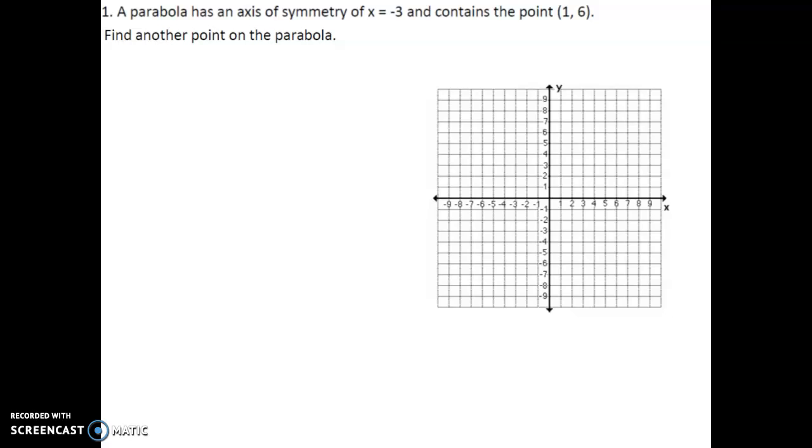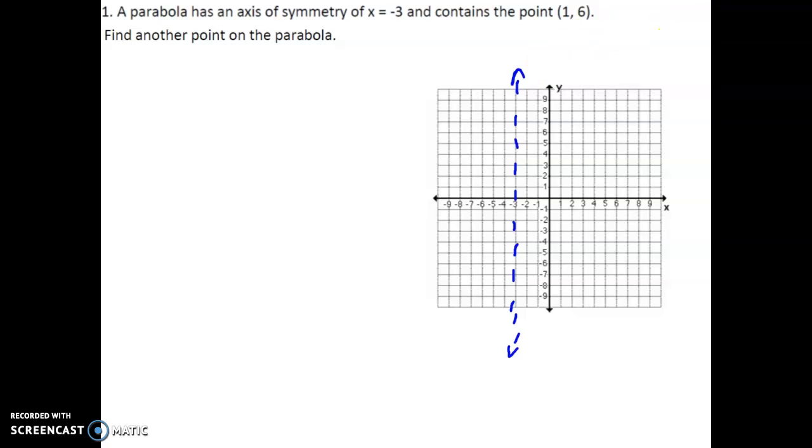Okay, so let's look at a problem here, helping us understand the axis of symmetry a little bit better. So I know that I have a parabola with an axis of symmetry x equals negative 3. So remember, the axis of symmetry is a vertical line. That's why it's x equals a number. And we are always going to draw the axis of symmetry dotted, because the axis of symmetry is not actually part of the parabola. It's just there to help us draw the parabola better. We need that for our eyes. It's not actually part of the parabola itself.